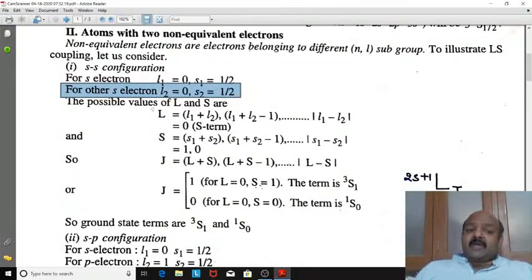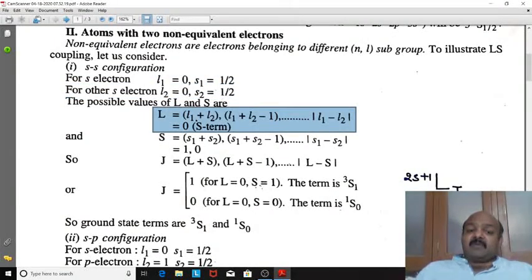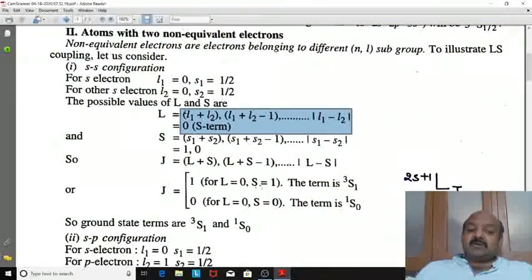So now we apply the coupling scheme. Capital L value is L1 plus L2, go on decreasing subsequently by 1. So here both the values are 0 and 0. So what will be the values there? 0 plus 0. Only one term will be there. And capital L value equal to 0 corresponds to S term. So for this very configuration, we will be dealing with the S term.